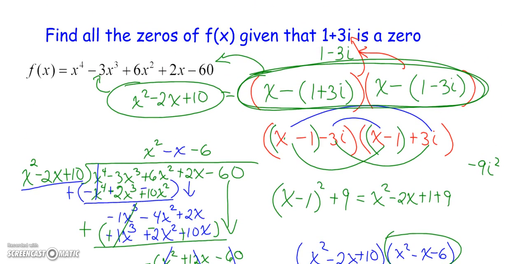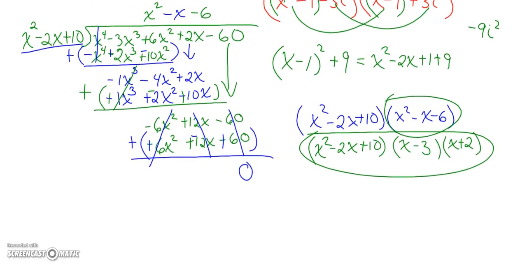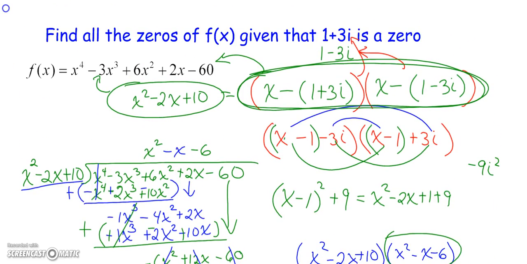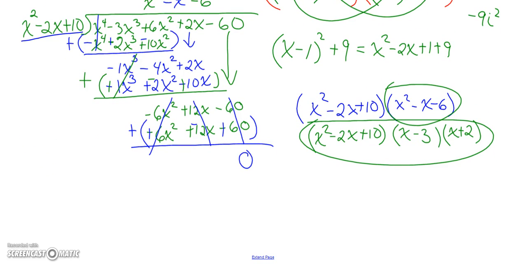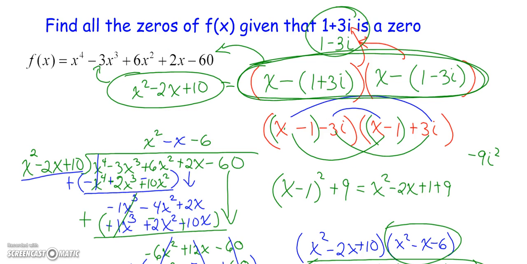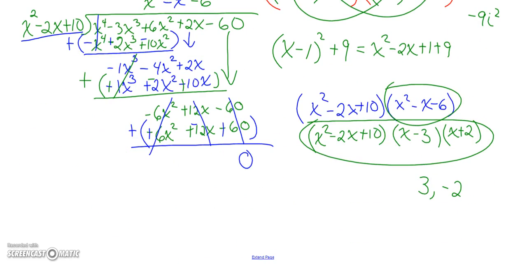They asked us to find all the zeros. So they already told us these two were zeros. We had those already. The last two zeros would be 3 and negative 2, along with the 1 plus 3i and the 1 minus 3i. 1 plus 3i and 1 minus 3i. Those are all your zeros. It's a tough problem.